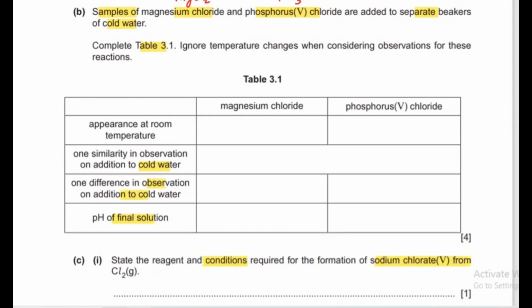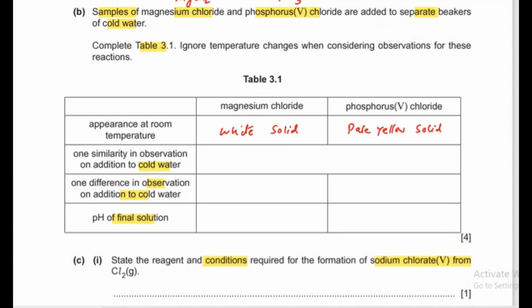Magnesium chloride is an ionic compound, and ionic compounds are mostly solid. So this is a white solid at room temperature. And phosphorus 5 chloride is a pale yellow solid.